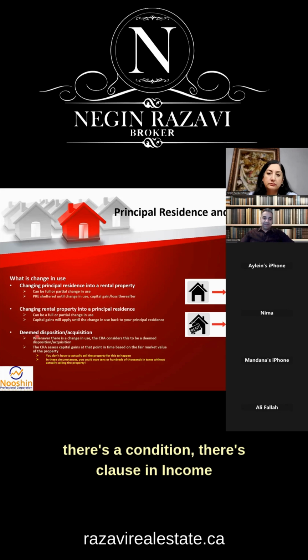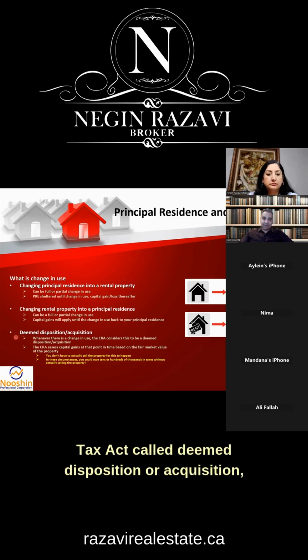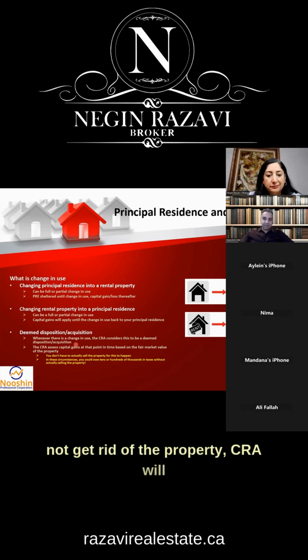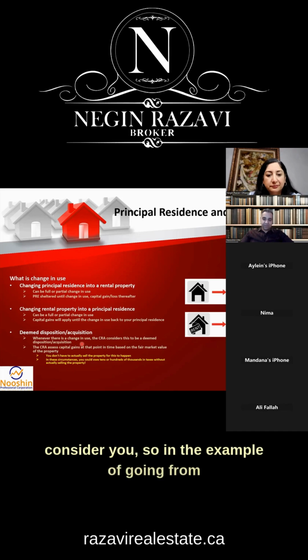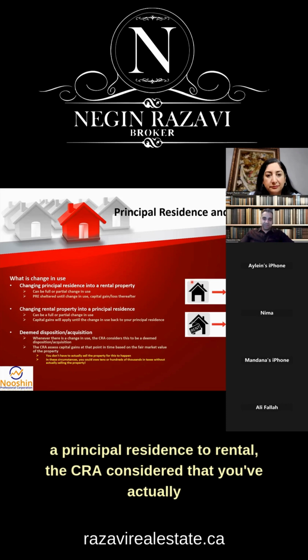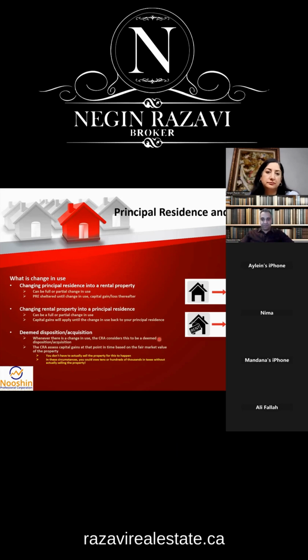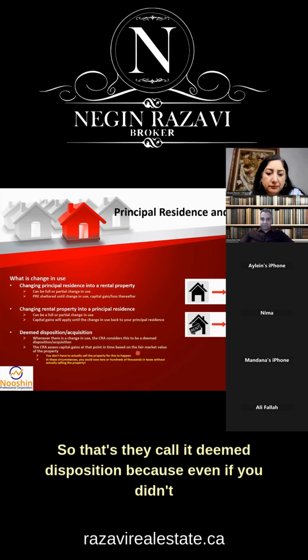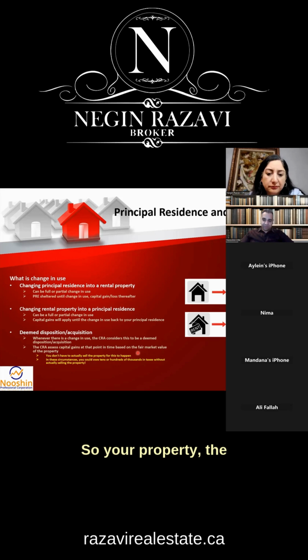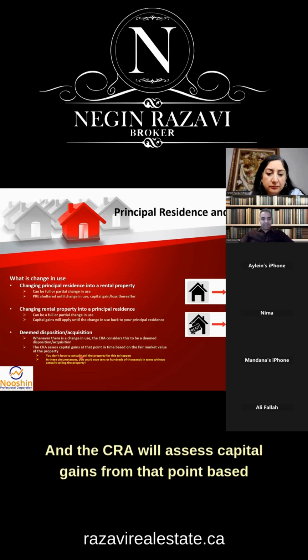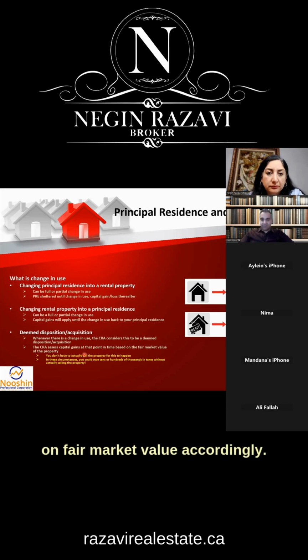So here's the part where you might be thinking, how can they do this? And the reason is that there's a clause in the Income Tax Act called deemed disposition or acquisition, which basically says that whenever there's a change in use, even if you actually did not get rid of the property, the CRA will consider you. So, in the example of going from a principal residence to rental, the CRA will consider that you've actually sold that property at fair market value at that date and bought it back at fair market value. So that's why they call it deemed disposition, because even if you didn't sell your property, the CRA will still hold you liable for that change in use. And the CRA will assess capital gains from that point based on the fair market value accordingly.